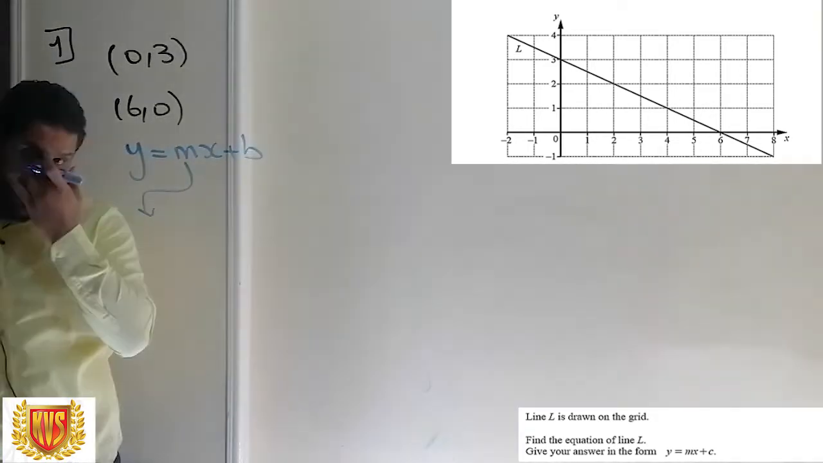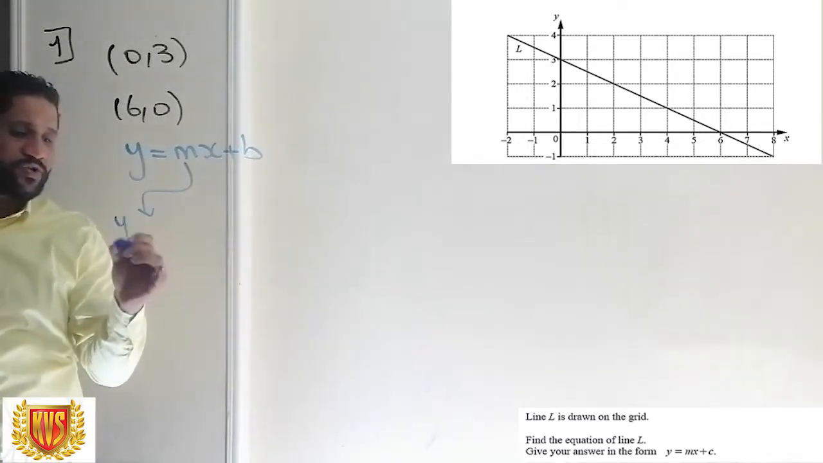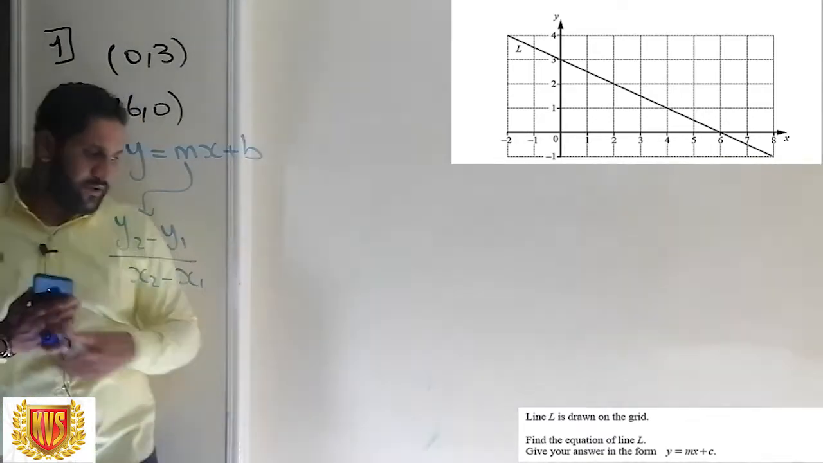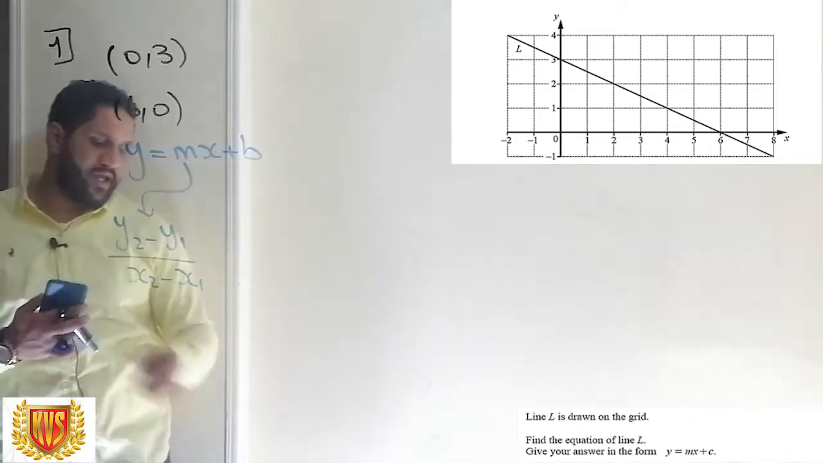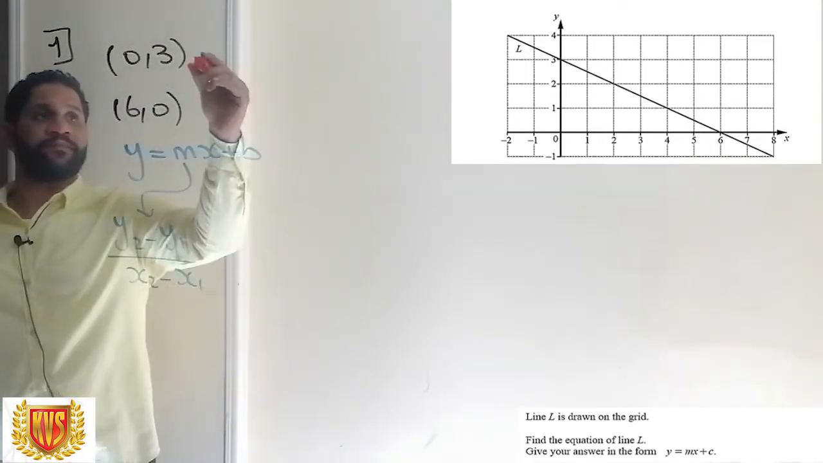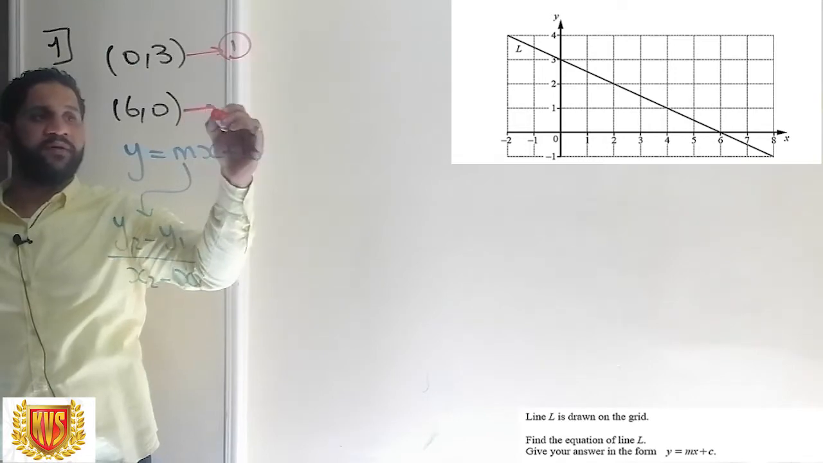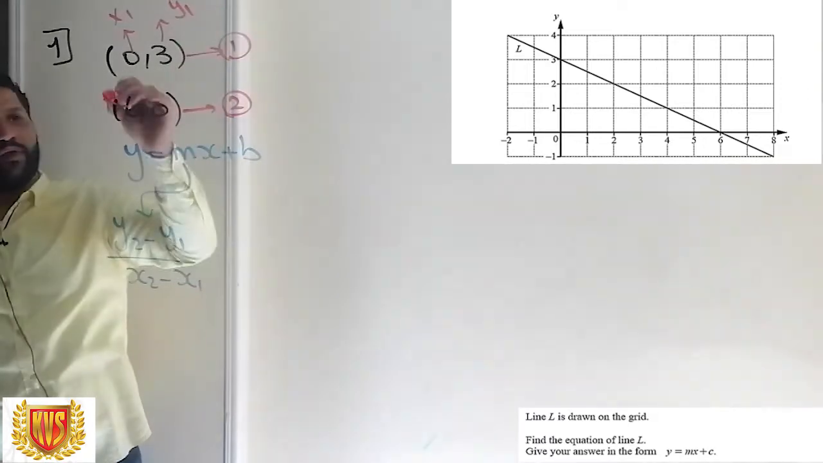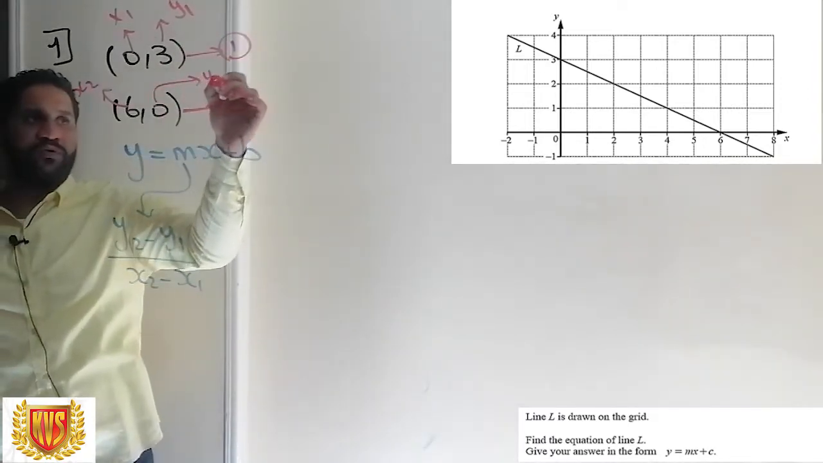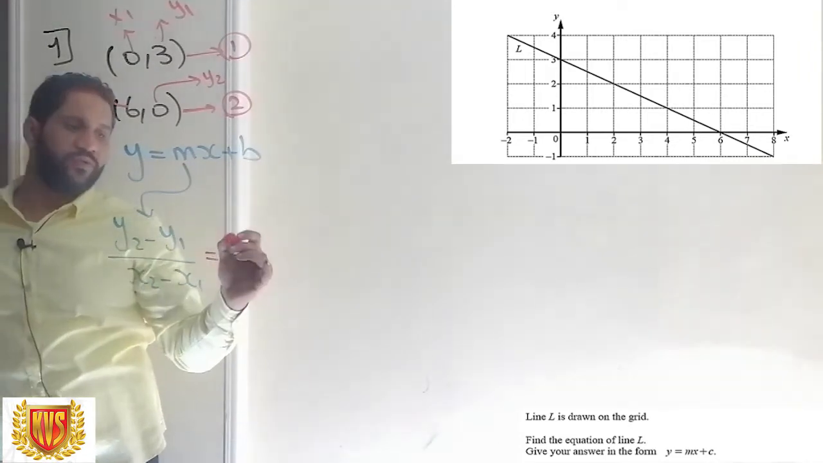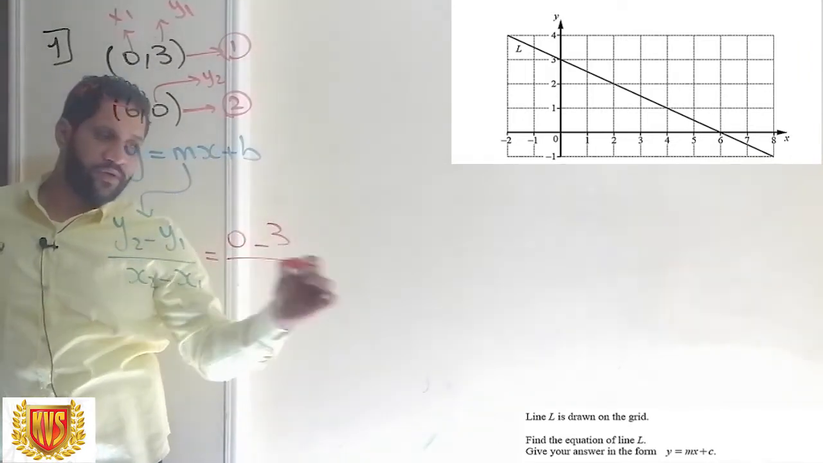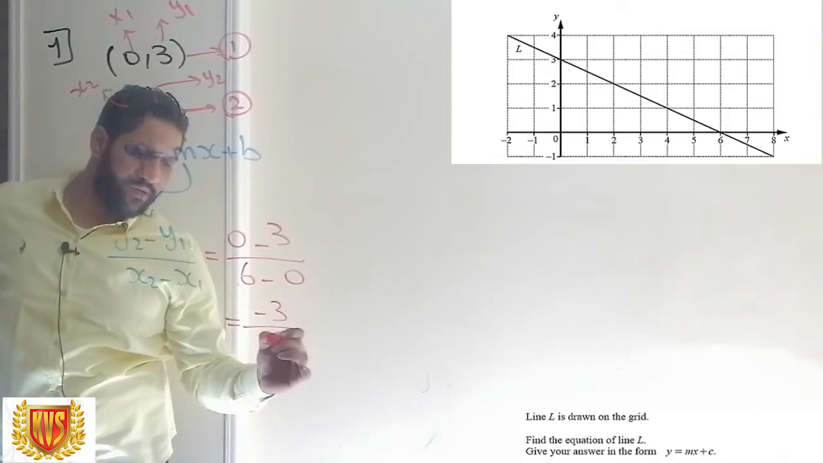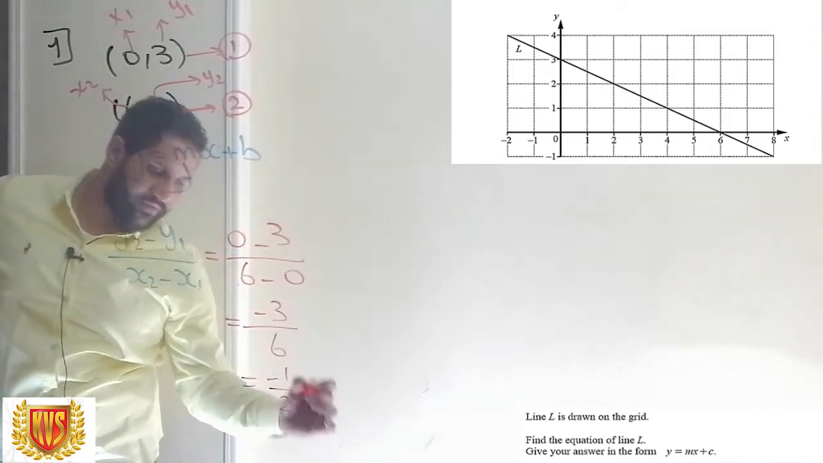M is the gradient. How can I get the gradient when I have 2 points? By the rule, which is y2 minus y1 over x2 minus x1. I will label any of the points by 1, and the other will be 2. The one which is 1 has x1 and y1. The one which is 2 has x2 and y2. So the rule is y2, which is 0, minus y1, which is 3, over x2, which is 6, minus x1, which is 0. So negative 3 over 6 gives you negative a half.